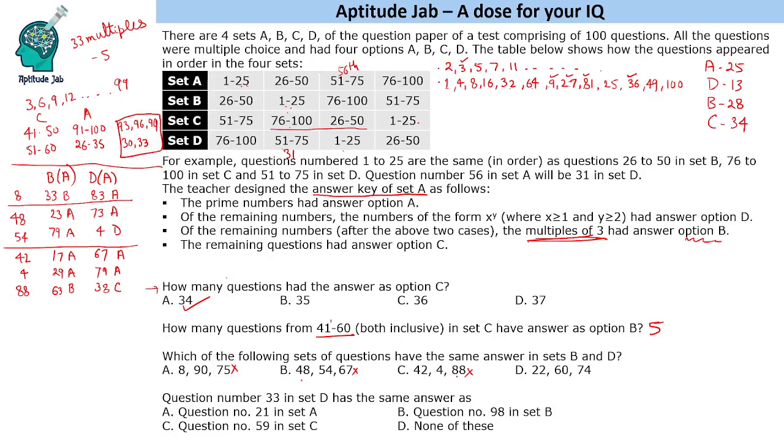So two questions matched, the third one did not match. So obviously we know that the answer has to be this. In the examination, if you get such a thing, you have ruled out three options, and the fourth option automatically becomes your answer. Let us verify if that is the same. So 22, 60 and 74.